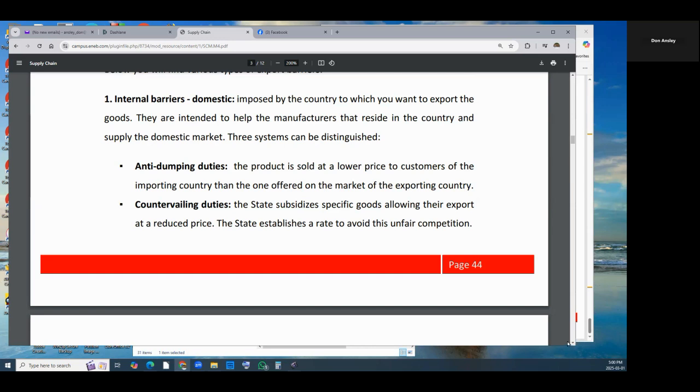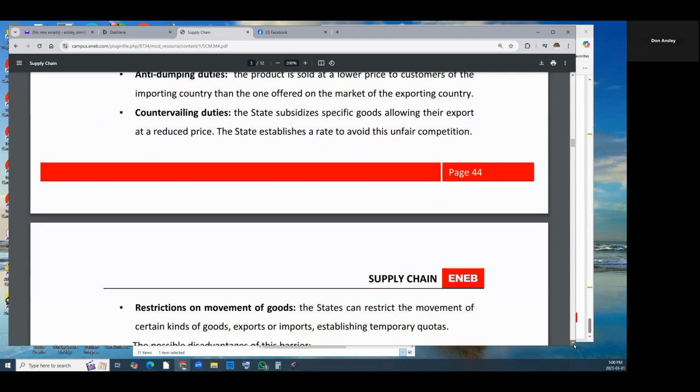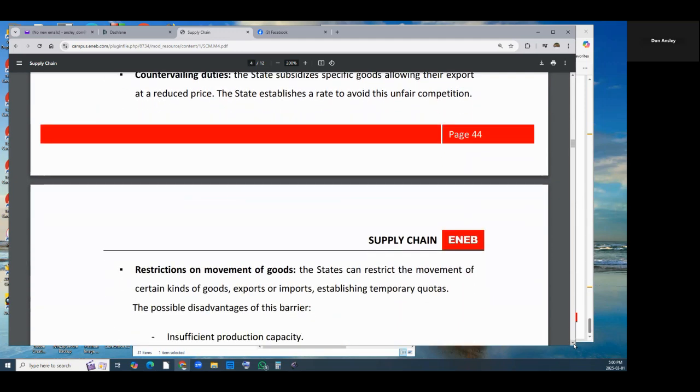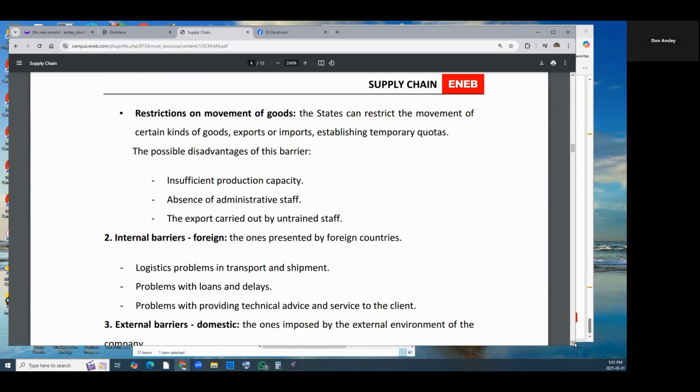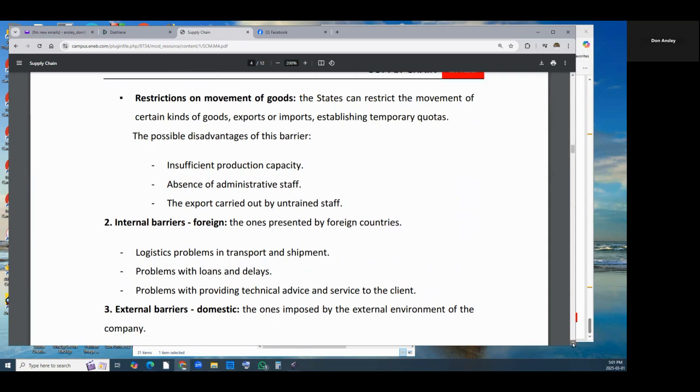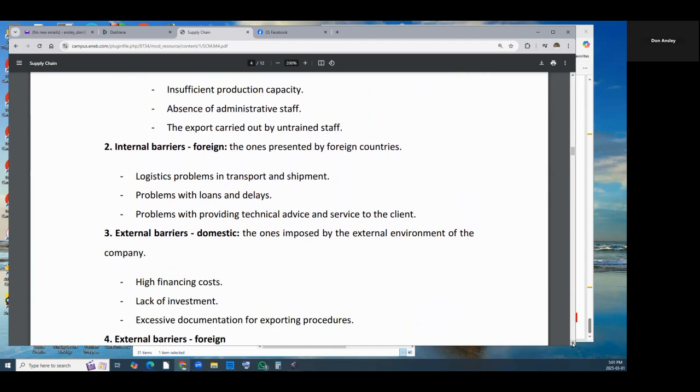Countervailing duties. The state subsidizes specific goods, allowing their export at a reduced price. The state establishes a rate to avoid unfair competition. And then we have restrictions on movements of goods. The states can restrict the movement of certain kinds of goods, exports or imports, establishing temporary quotas. And the possible disadvantages of the barrier are insufficient production capacity, absence of administrative staff, and exports carried out by untrained staff.